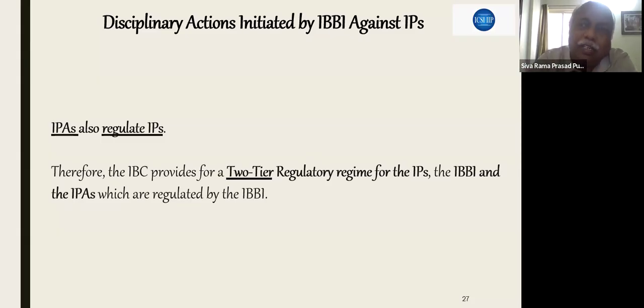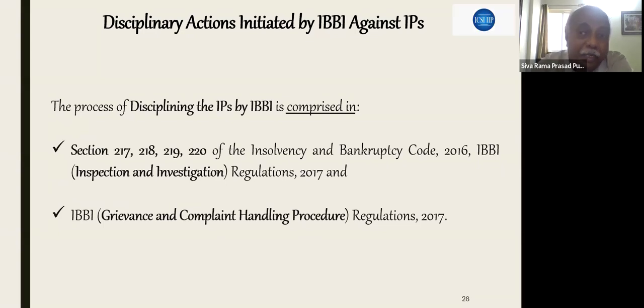Therefore, the IBC provides a two-tier regulatory regime for IPs, the IBBI and the IPA, which is regulated by the IBBI. The process of disciplining an IP by IBBI is comprised in Sections 217, 218, 219, 220. Please go through that one. Or please remember these sections, and occasionally go through that one. Then automatically, whenever we are doing that process, these sections are reflecting elsewhere.